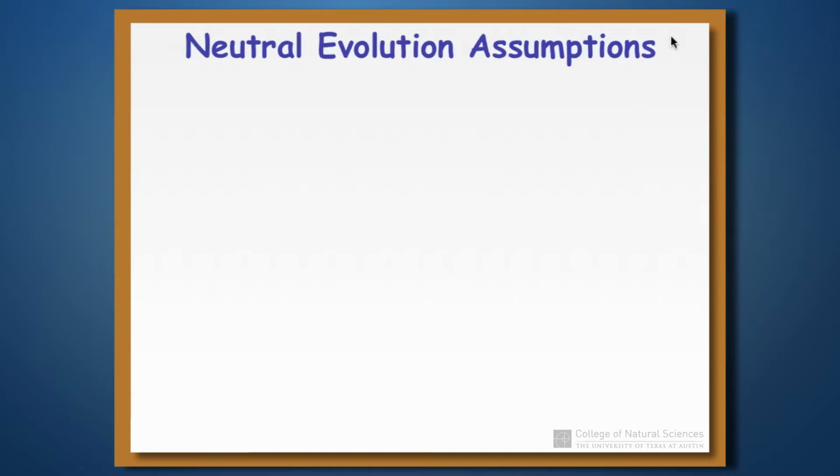So, as you might imagine, lots of people did not immediately agree with Kimura, and they started to think about why his ideas and theories might be incorrect. And so we'll talk about three of the reasons that they thought he might not be entirely correct.